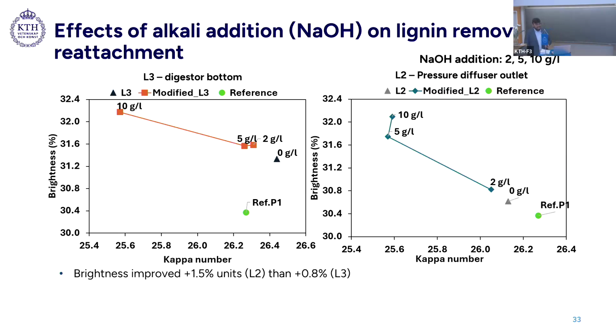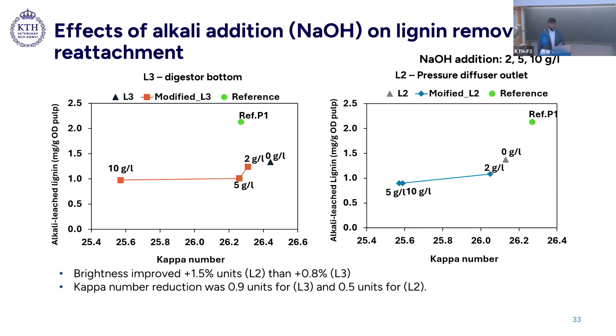We could see brightness improving 1.5% units with L2 modification, and 0.8% for L3, and the kappa number reduction was around 0.9 units for L3 and 0.5 units for L2. These are all comparisons between without the addition of sodium hydroxide and the maximum addition of sodium hydroxide, which was 10 gram per liter.